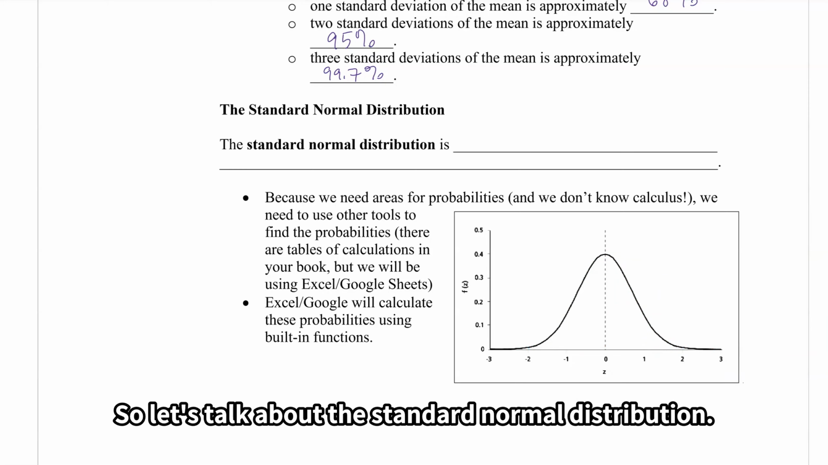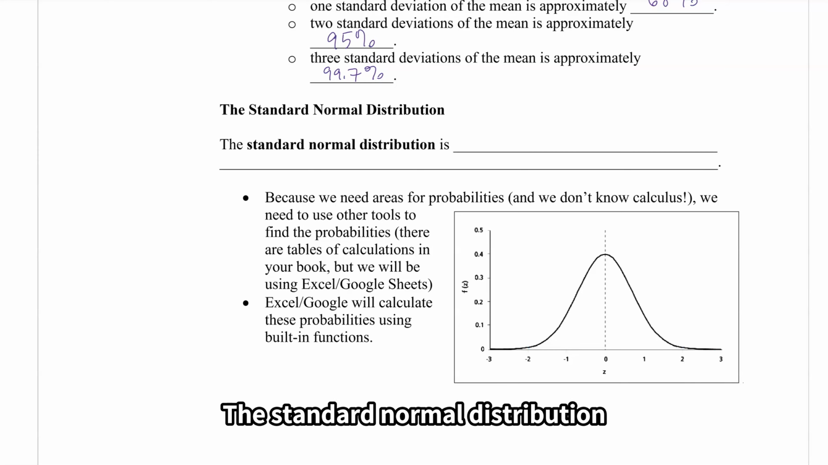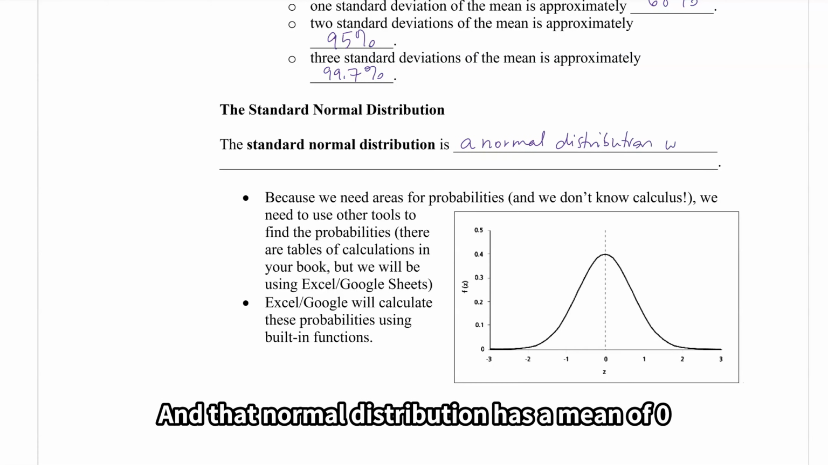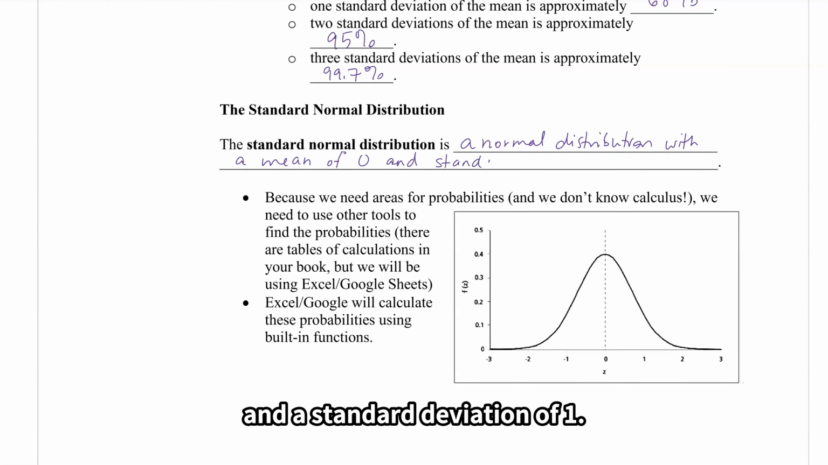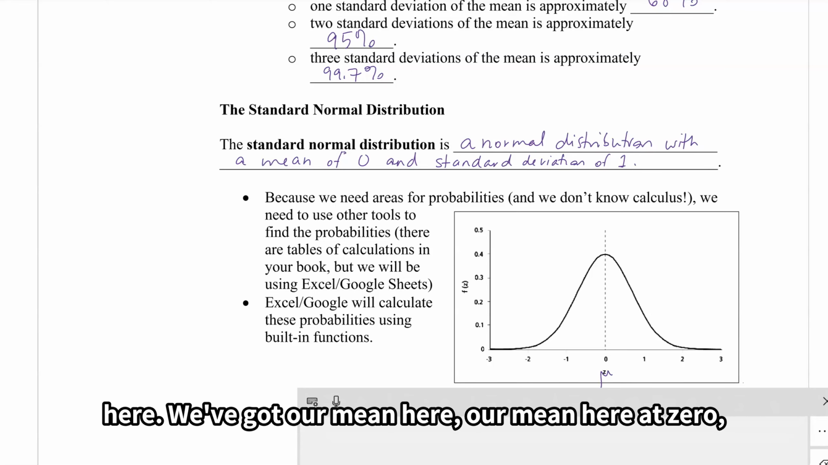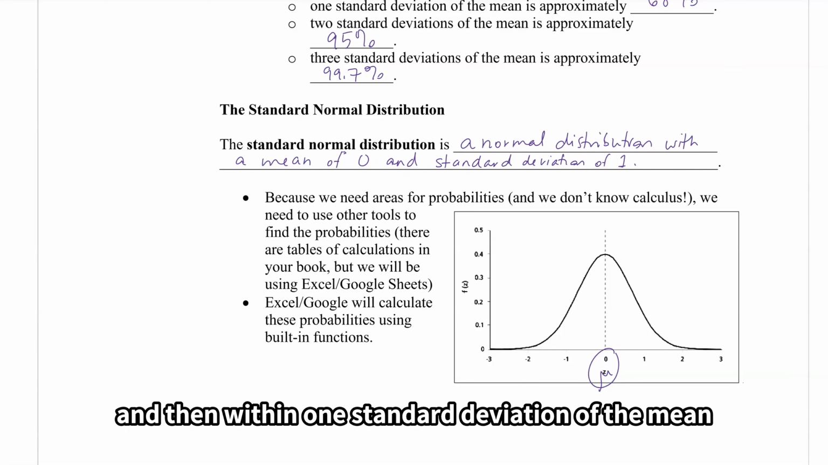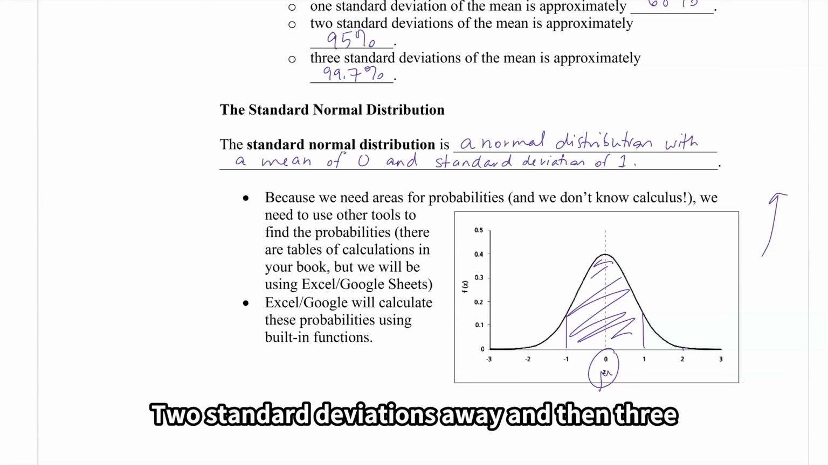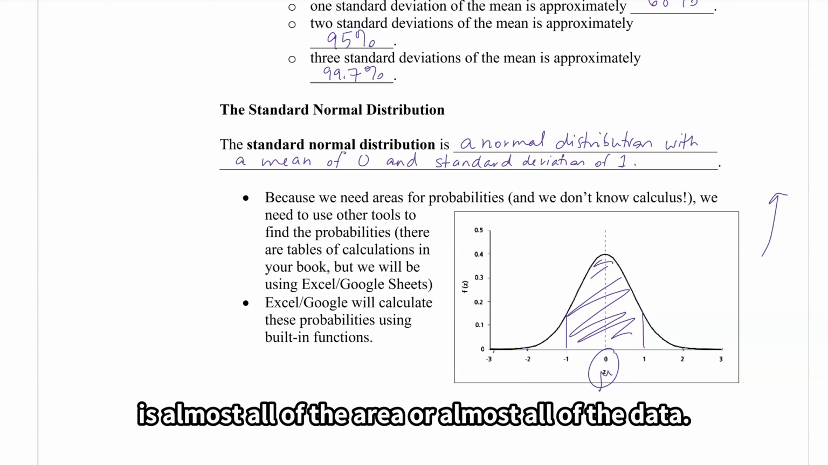So let's talk about the standard normal distribution. The standard normal distribution is a very special normal distribution. That normal distribution has a mean of 0 and a standard deviation of 1. You can see that it's graphed here. We've got our mean here at 0. And then within 1 standard deviation of the mean, you can see a similar pattern as what's above that we just talked about with the empirical distribution. 2 standard deviations away, and then 3 standard deviations away is almost all of the area, or almost all of the data.